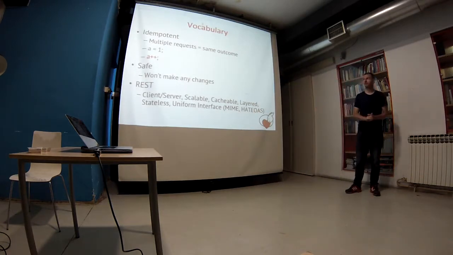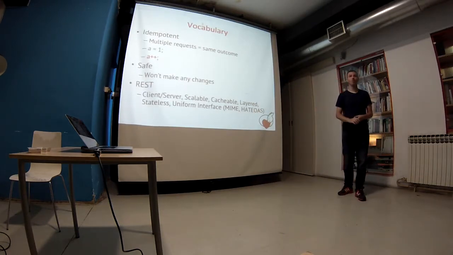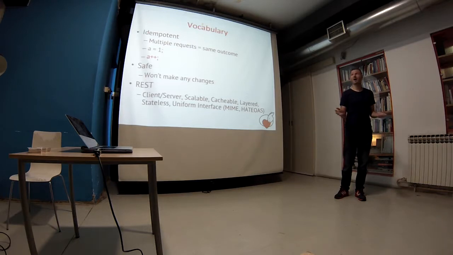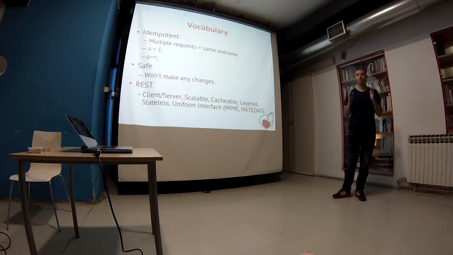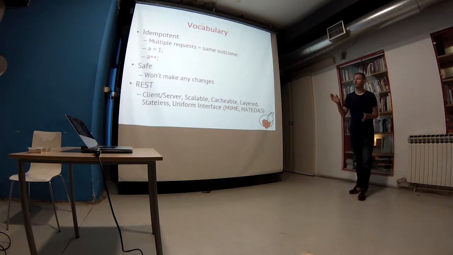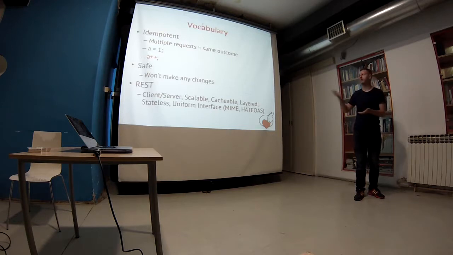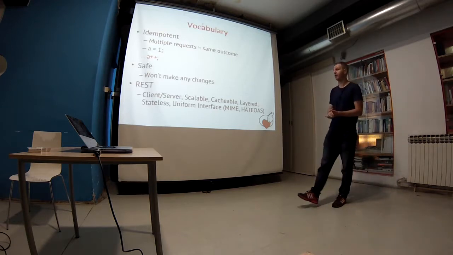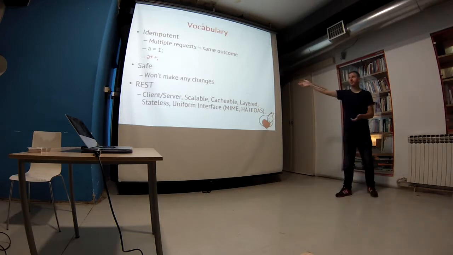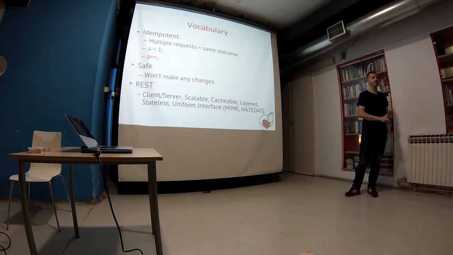The big word that we have to learn today is idempotent, or sometimes people say idempotent if you're British. What idempotent means is that multiple requests will have the same outcome. So if you have A equals 1, you can run that 1,000 times, and A will always be equal to 1. So that's an idempotent function. A++ is not idempotent because it actually modifies it. If you run it 5, 10, 15 times, you're going to have a different result every time.